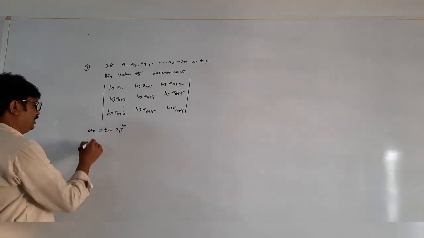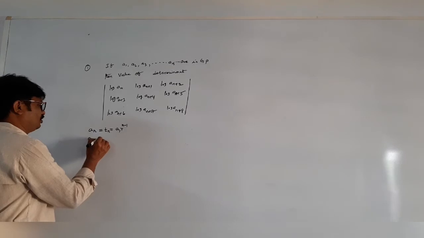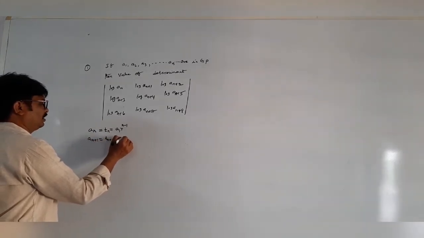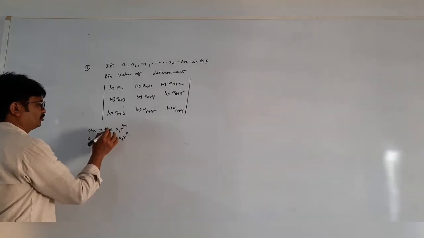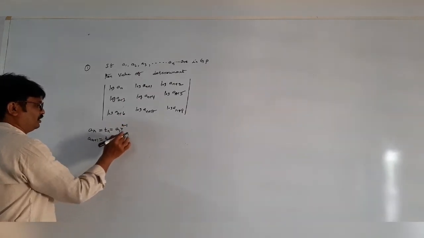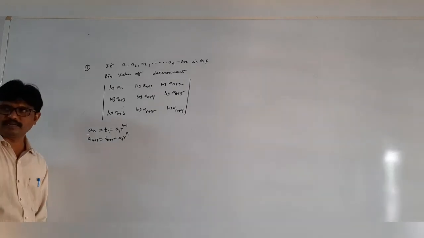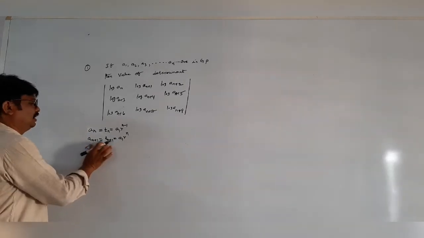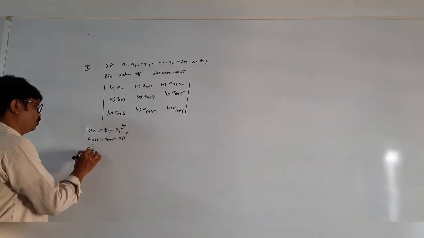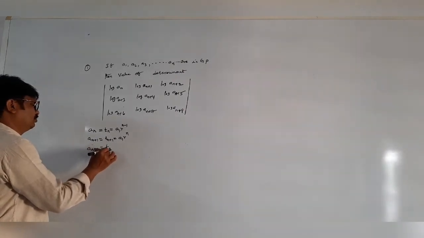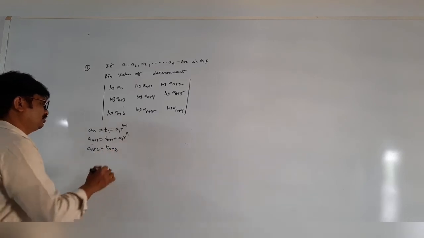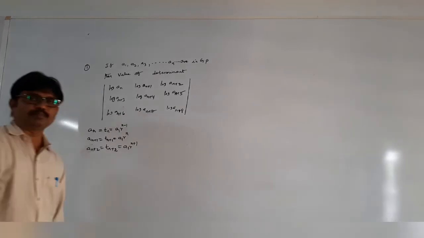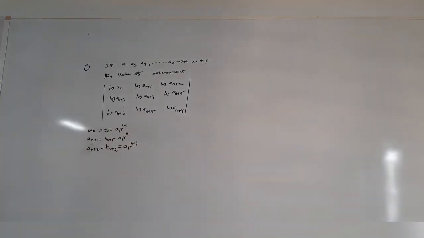Similarly, how to write An plus 1? That is A1 R power n, where n plus 1 minus 1 is n. How to write the another one, An plus 2? A1 R power n plus 1.